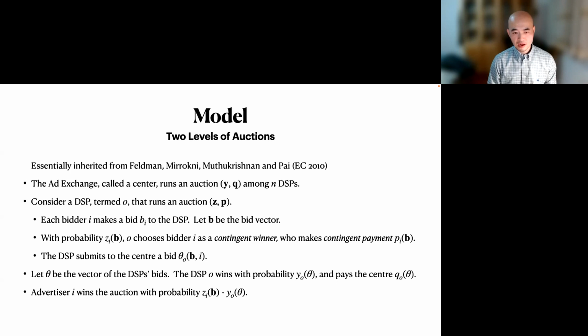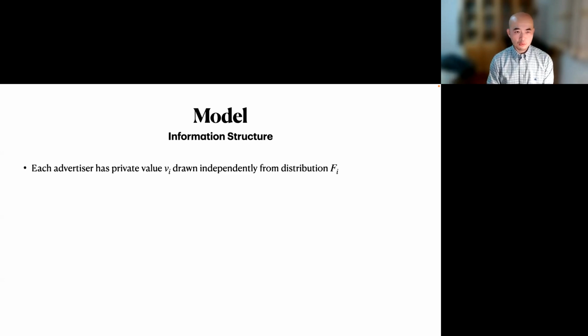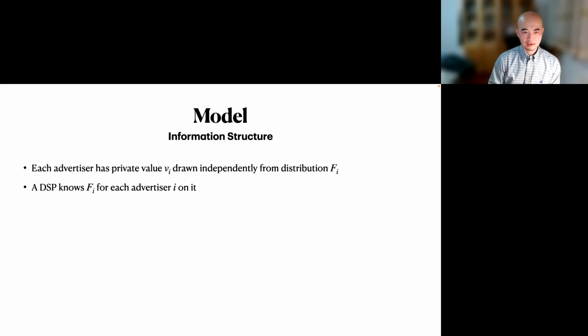If there's no other question, I'm going to talk about the information structure and the strategic space. We're going to assume that each advertiser I has private value VI drawn independently from distribution FI. This is in line with most of the literature. And we also assume that a DSP knows FI for each advertiser I on it.